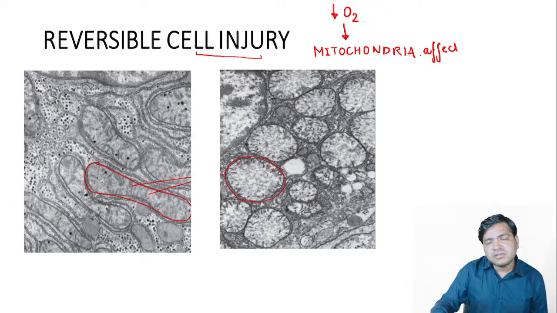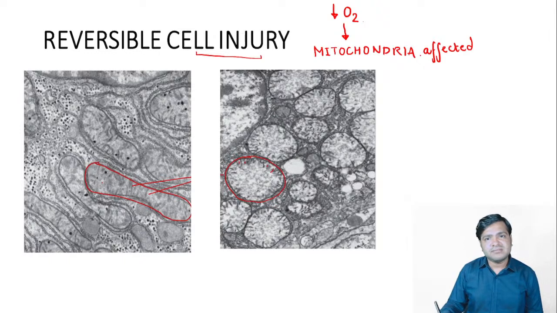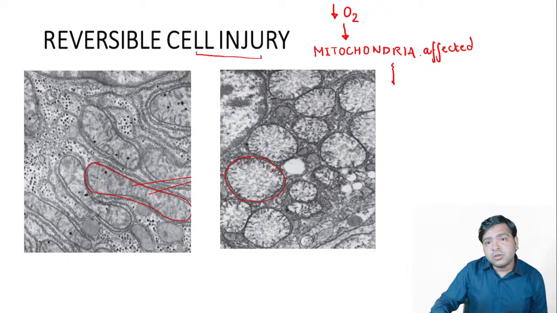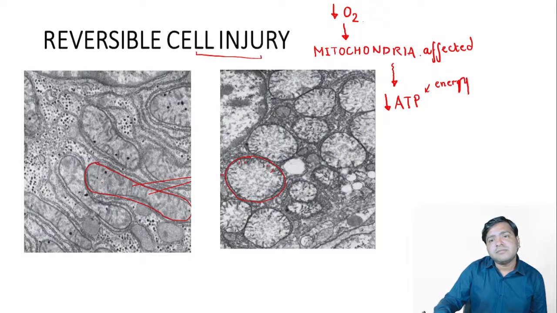So it is the mitochondria which is affected. You already know that oxygen is required for a number of metabolic processes, and if there is a decrease of oxygen in our body, the most common organelle that will be affected first is the mitochondria. I have told you that mitochondria is known as the powerhouse of the cell because it helps in generating ATP. Now, if the mitochondria is not functioning properly due to lack of oxygen, there will be a decrease in the amount of ATP, which is the energy currency of the cell.